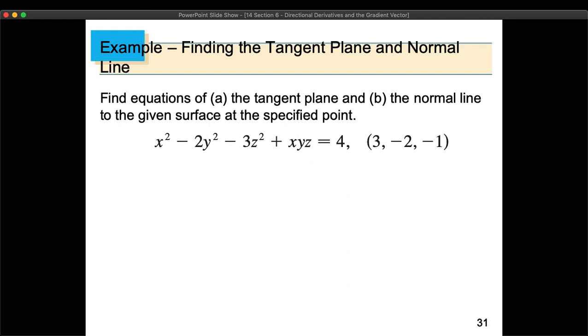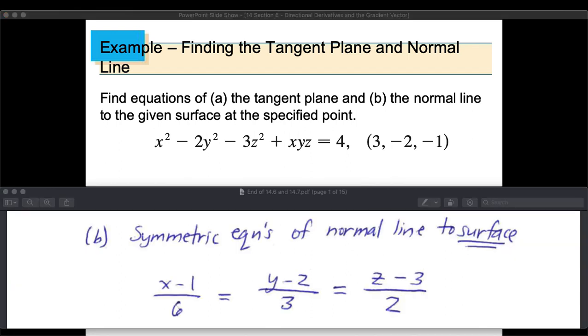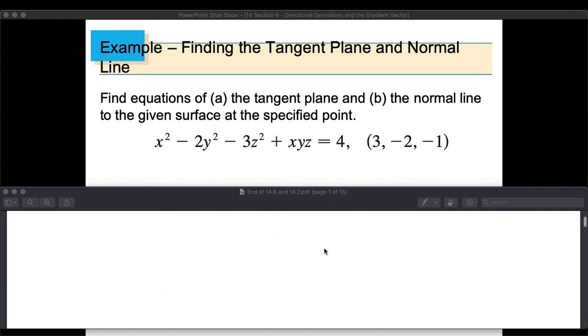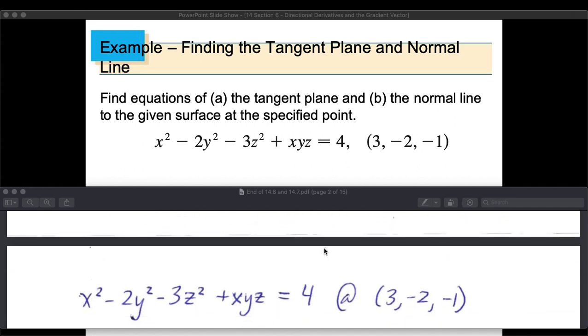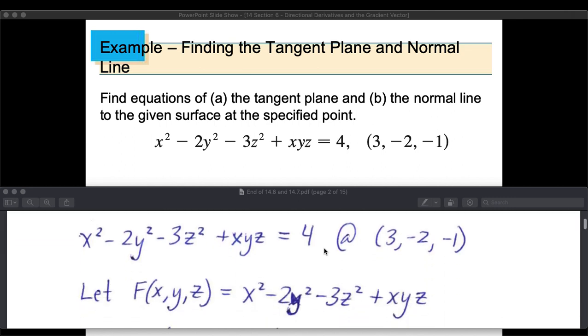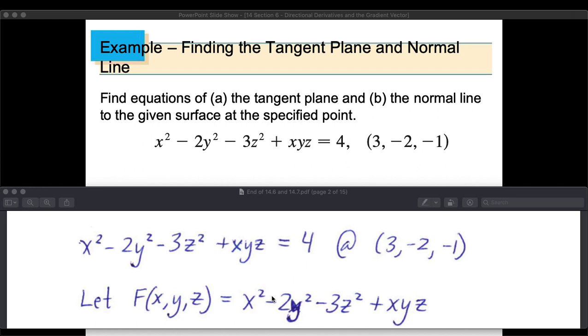So for this one, again, let's go ahead and find the equation of a tangent plane for this particular example. Now again, you can subtract 4 on both sides and set this equal to 0, but once we take the gradient, that 4 is going to disappear anyway. So I'm going to let my f just be everything but the 4. Just ignore it. I simply rewrote it: x squared minus 2y squared minus 3z squared plus xyz.